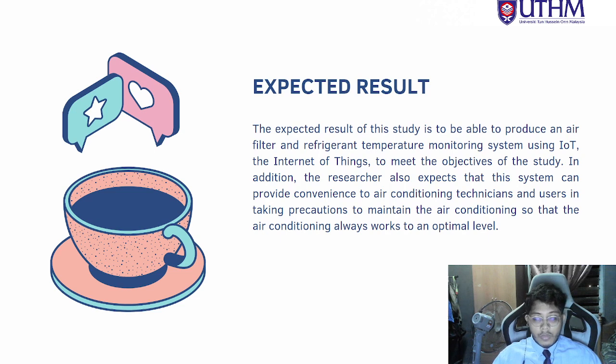Now, I will present the expected result. The expected result of this study is to be able to produce an air filter and refrigerant temperature monitoring system using IoT, the Internet of Things, to meet the objective of the study. In addition, the researcher also expects that this system can provide convenience to air conditioning technicians and users in taking precautions to maintain the air conditioning, so that the air conditioning always works at an optimal level.